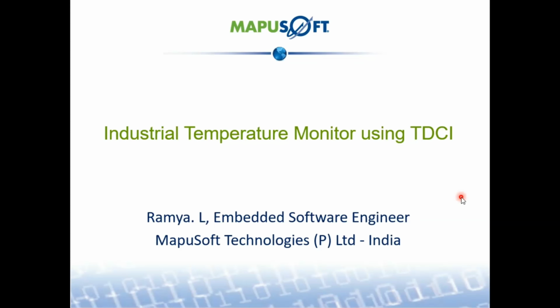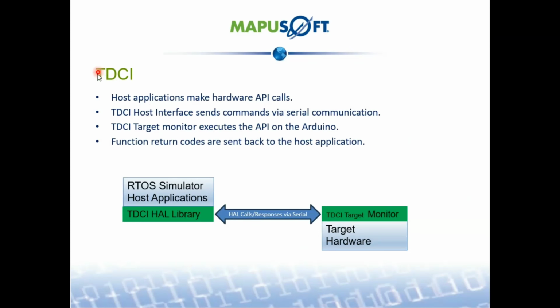Let's see what TDCI is first. TDCI, Target Device Communication Interface. The host sends a command to the target, either a Cortex or Arduino or anything. Here we are using a Cortex board. The host sends the command to the target board via serial communication, and that command is processed by the target board, which then sends the response back to the host via serial communication. This mechanism is used in TDCI.